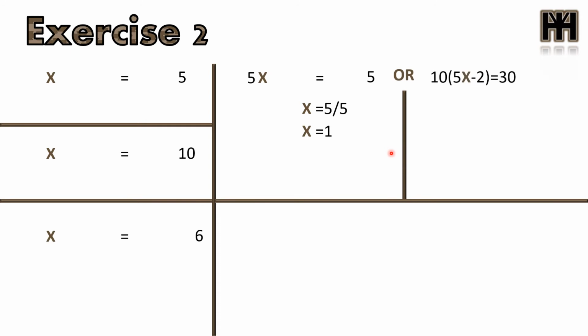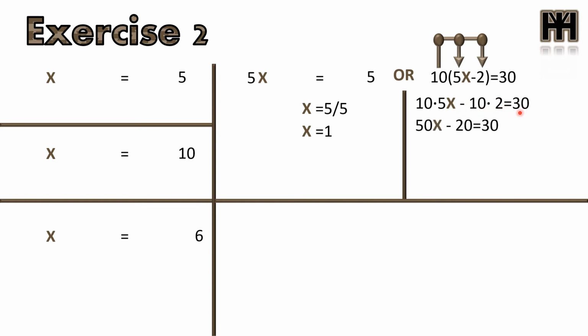Okay, there is another way to solve this equation. We have 10 multiplied by 5x minus 2 equals 30. We can break the brackets by multiplying the 10 by the 5x and by the negative 2. As 10 is outside the bracket, it is multiplied by both of them, the 5x and the negative 2, equals 30.